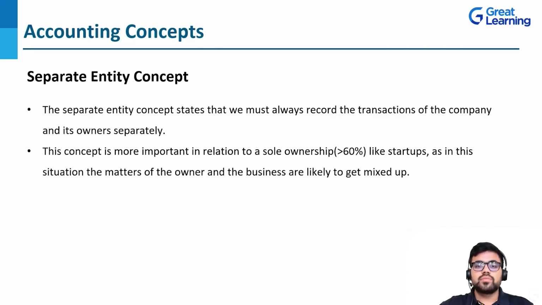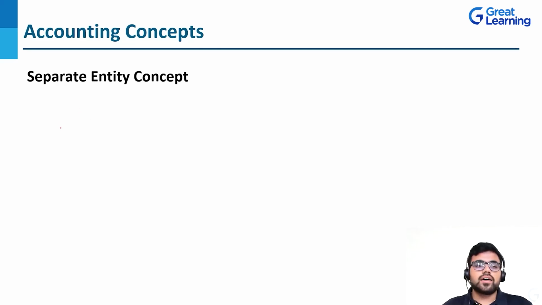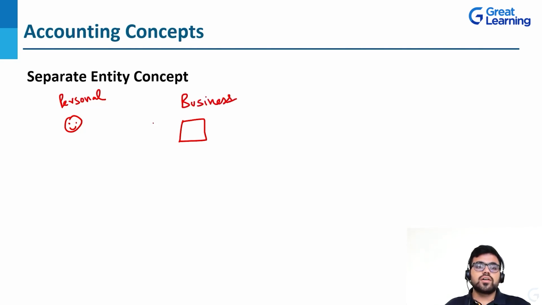I'll show an example. Let's say that I have a restaurant. Now, this is my personal self and this is my business self. What does this mean? This means that if I have a restaurant, then I'll invest some of my personal stuff in the business. I'll give an initial capital to it.